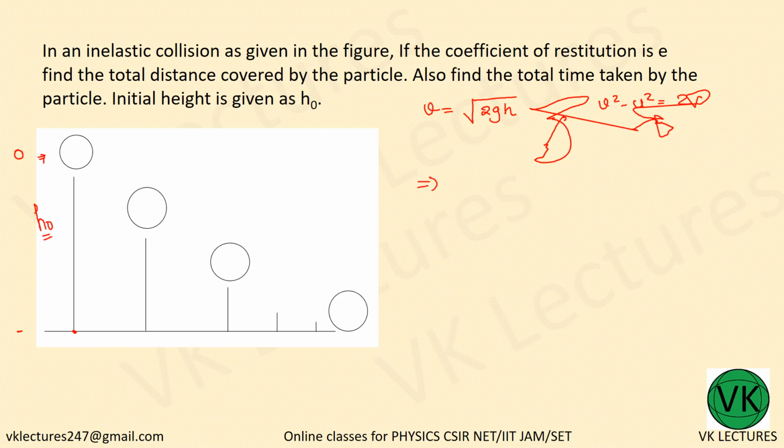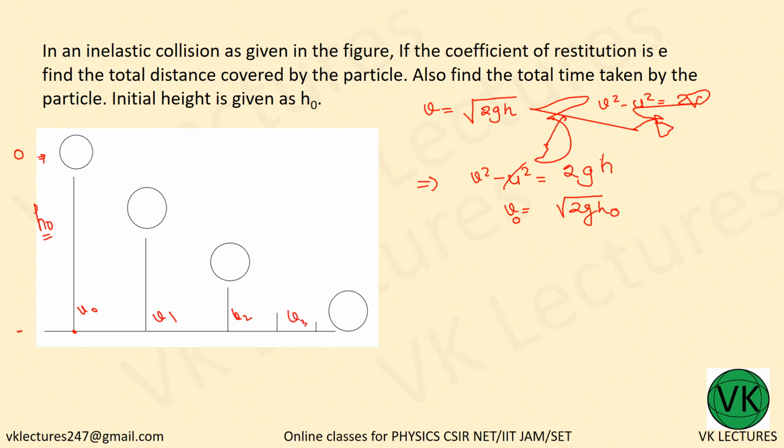v square minus u square is equal to 2as, where a is nothing but the gravity acceleration, so 2gh. Since u equal to 0, you can write it as under root 2gh. Here you have to write h naught indicating v naught, so this will be v naught, this will be v1, v2, v3 etc. Fine.